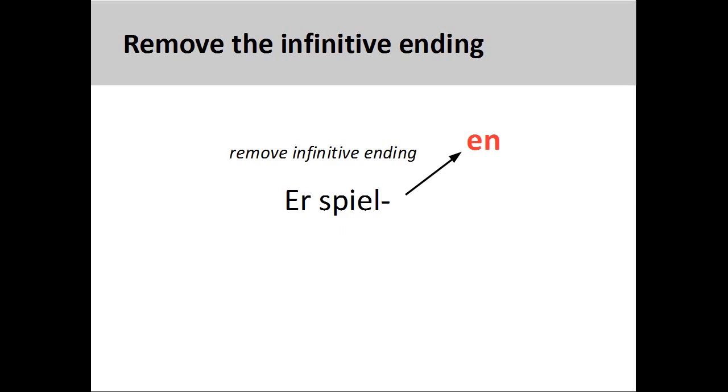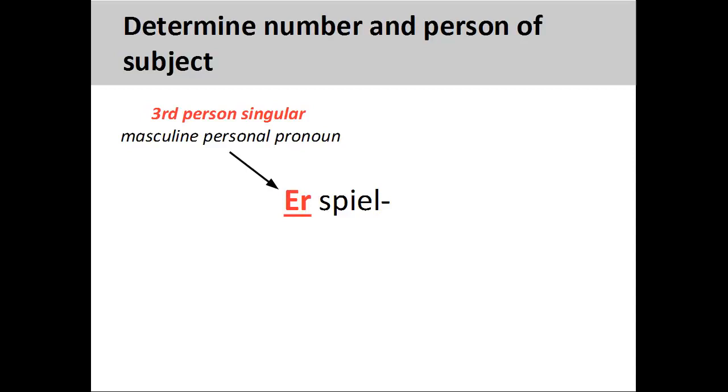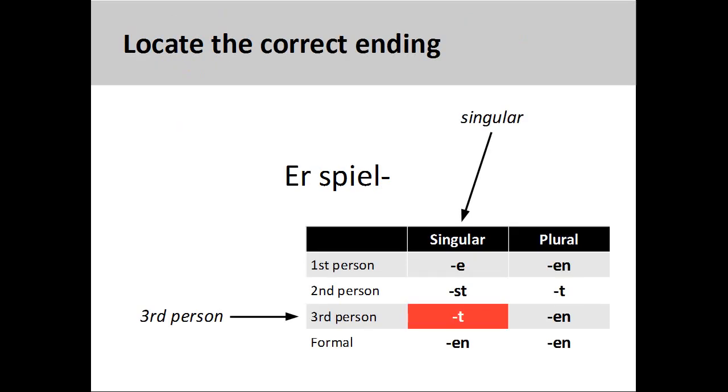To conjugate a verb, you first remove its infinitive ending. The next step is to determine both the number and person for the subject of the verb. Here the subject is the third-person singular masculine personal pronoun he. We then need to find the correct third-person singular verb ending on the chart. Here the correct ending t is marked in red.